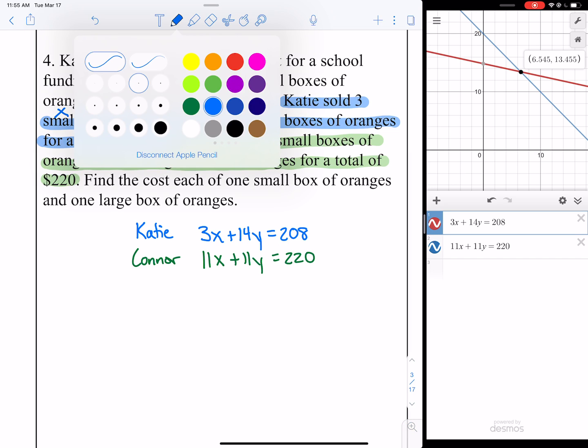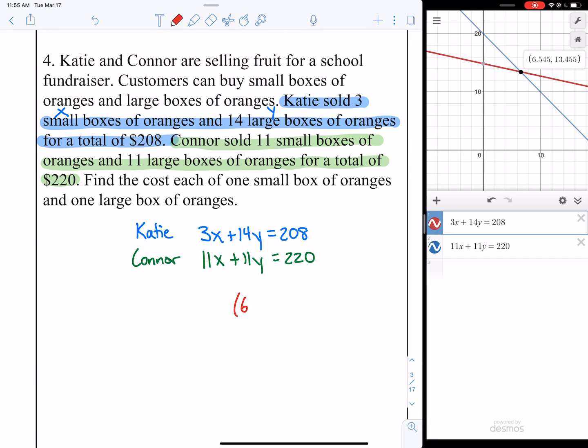All right. So we find that they intersect at the point 6, 5. I'm just going to round that off. Or let's round off to 2 places since we're talking about cost. So $6.55 and $13.46.